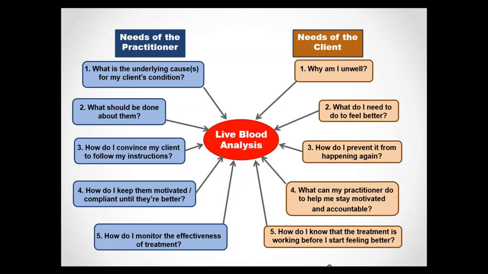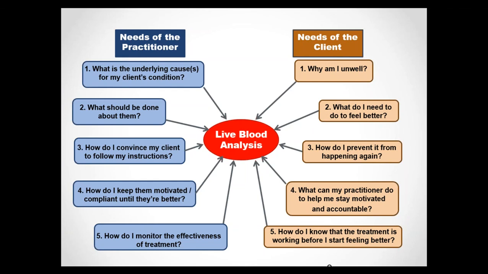Well, no, you don't. There are no formal regulations about live blood analysis, so in essence, anyone can add it to their practice. It's not actually meant as a medical tool, so a medical practitioner would not really know how to utilize live blood analysis because we're looking at the blood from a completely different perspective, from a naturopathic or nutritional perspective rather than a medical perspective.